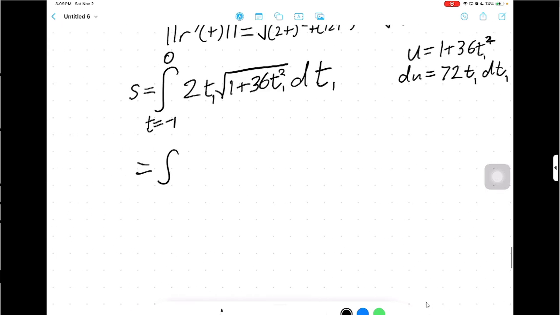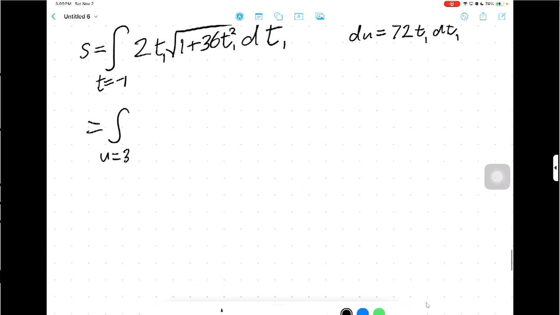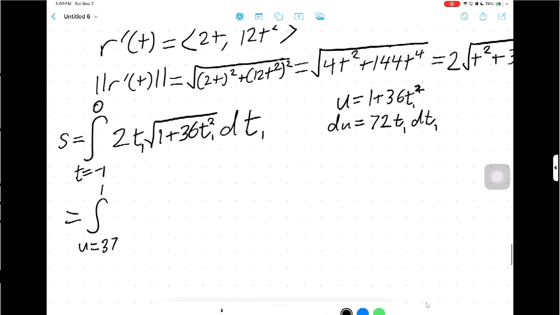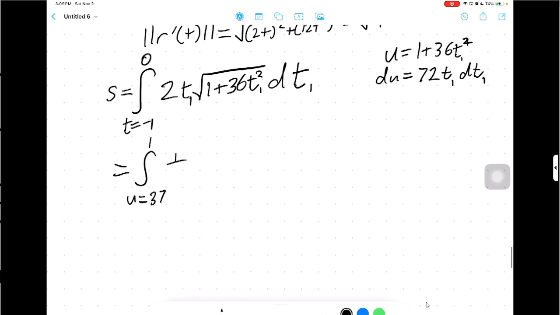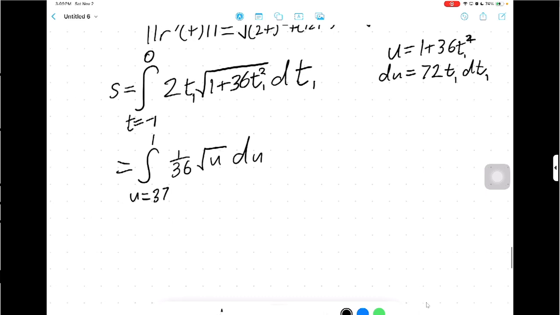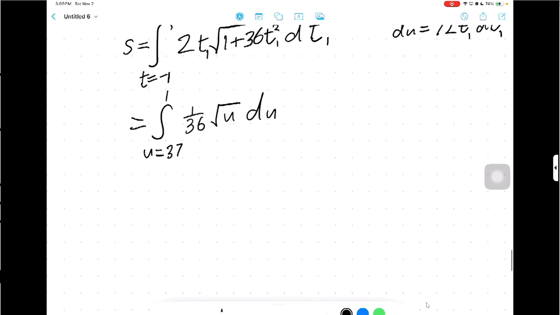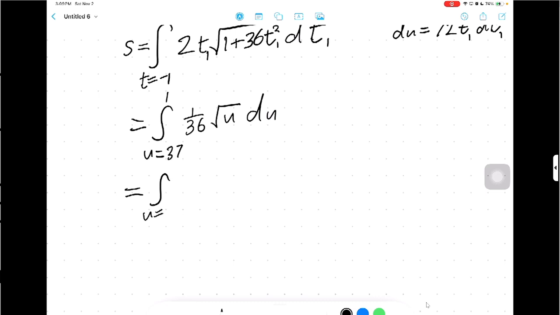So this is going to become, and then the u here, at -1 we're going to get 37, to 1, of 1 over 36 root u du. I'm going to go check if that's right. Yep. Into 1, and this is going to be just 2/3. 1 over 36 times 2/3 u to the 3 over 2, from 37 to 1.